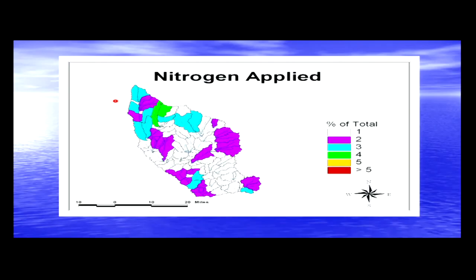So again, spatially, you can look at the same thing. Where did you apply the nitrogen? This is in percentage of the total applied. Where are the mostly agriculture-dominated sub-basins, and how much did you apply there?